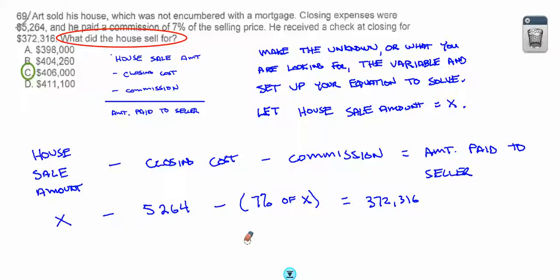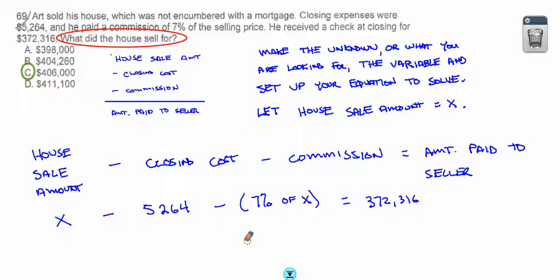All right, Art sold his house, which was not encumbered with a mortgage. Closing expenses were $5,264, and he paid a commission of 7% of the selling price. He received a check at closing for $372,316. What did the house sell for?